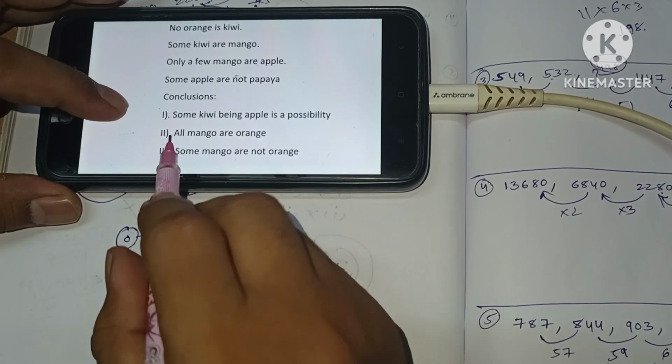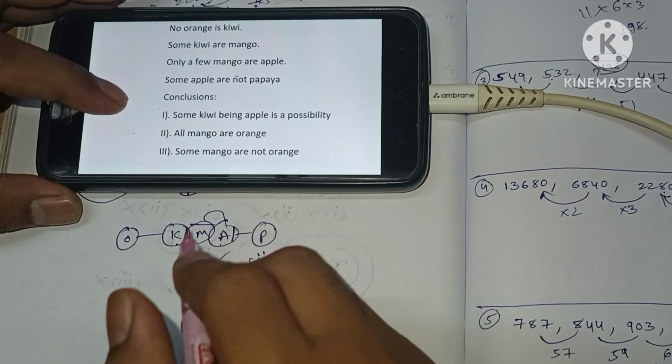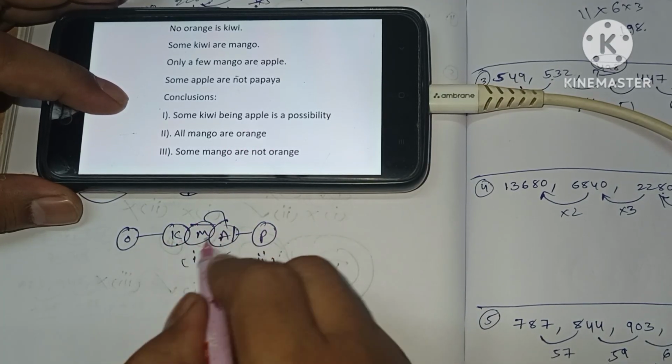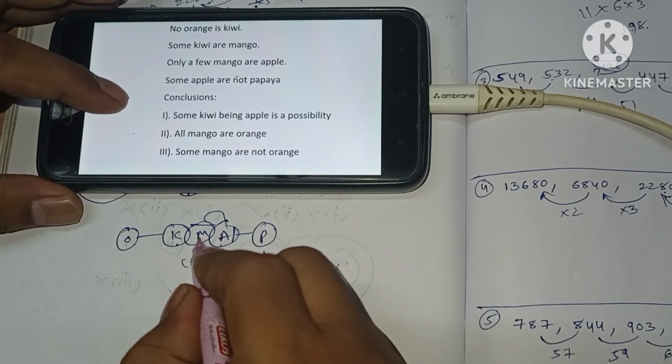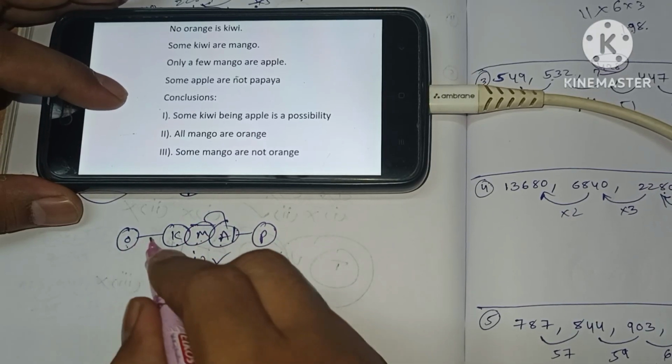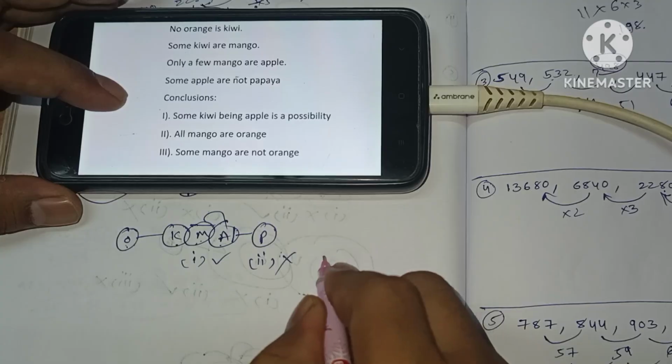Second conclusion, all mango are oranges. It is a direct conclusion and there is no direct relation between mango and oranges in our basic Venn diagram, so this case fails.